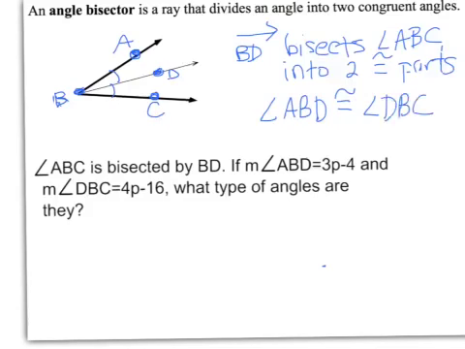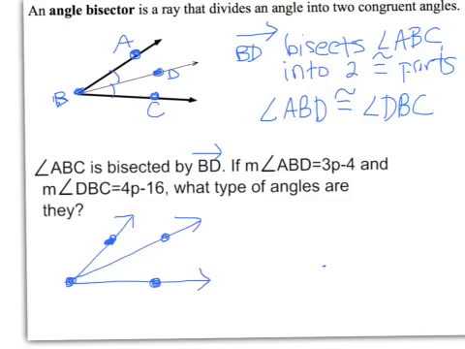Now, when you're naming angles, it is important that the vertex is the middle letter. The other two letters are interchangeable. You can switch them, but the vertex must be the middle letter. So let's try an example. Angle ABC is bisected by, make sure you have your notation, ray BD. If the measure of angle ABD is 3p minus 4, and the measure of angle DBC is 4p minus 16, what type of angles are they? So what type of angles are being formed when ray BD bisects the whole angle?